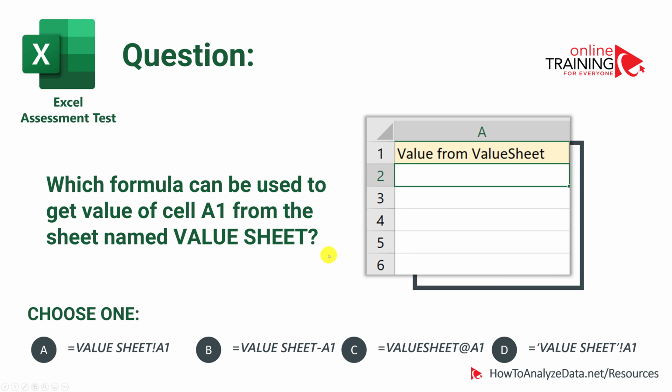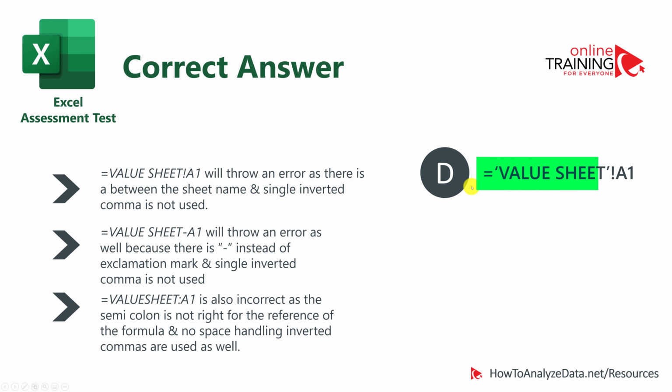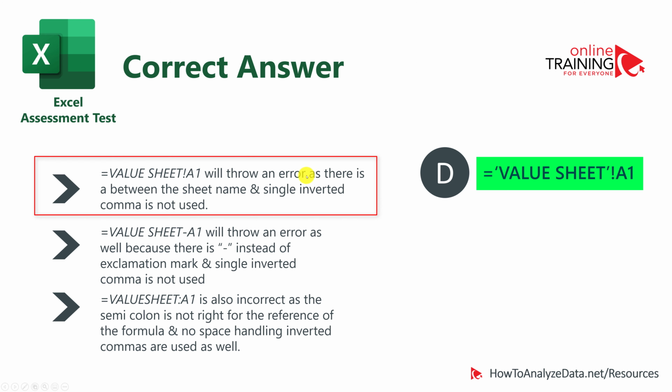And as we go back to the document, you see that the correct choice is Value Sheet in single quotes, A1, which is choice D, and it explains here why other choices are incorrect and what's going to happen if you use those. In the case of Value Sheet A1, it's going to show an error because you cannot use a space, and if you use a space in the sheet name, then it has to be in single quotes.